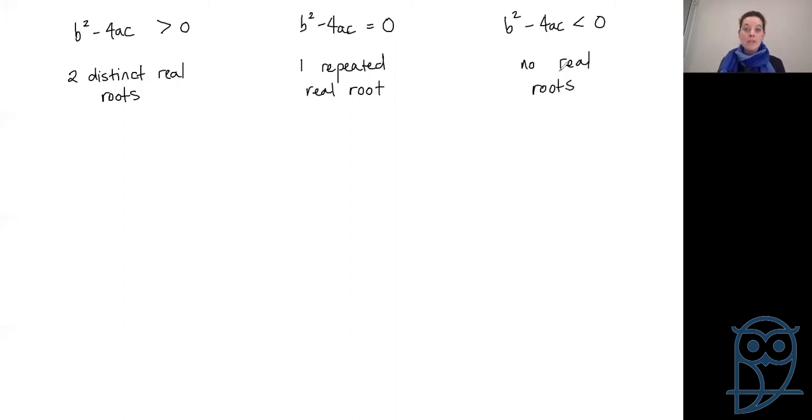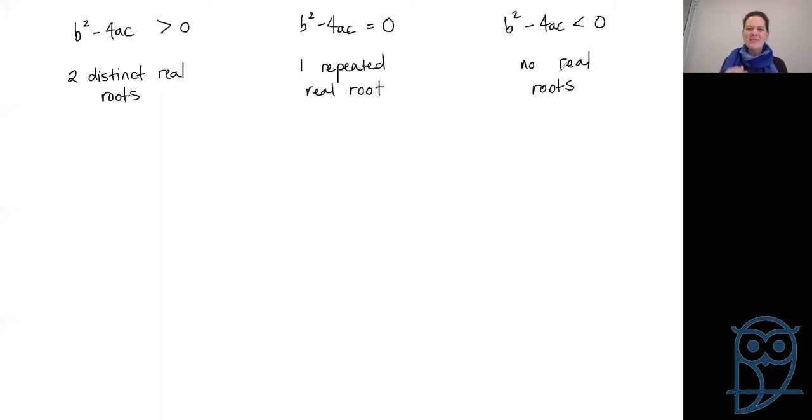So we can have three different situations, three different answers to our quadratic. We've got two distinct real roots, two separate different answers, one repeated real root. Is it going to be 1 twice? Is it going to be 2.5 twice? Or we've got no real roots. We can't answer this quadratic equation. There's something fundamentally wrong.